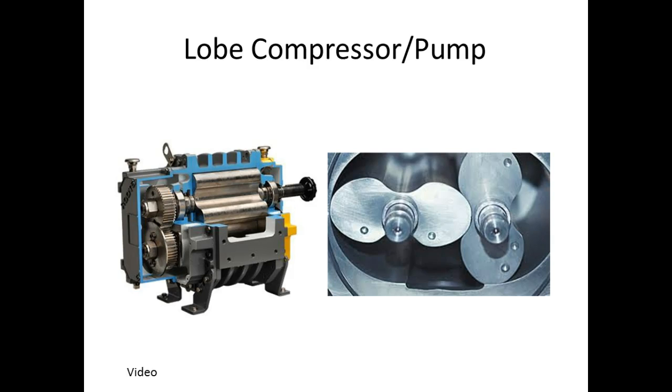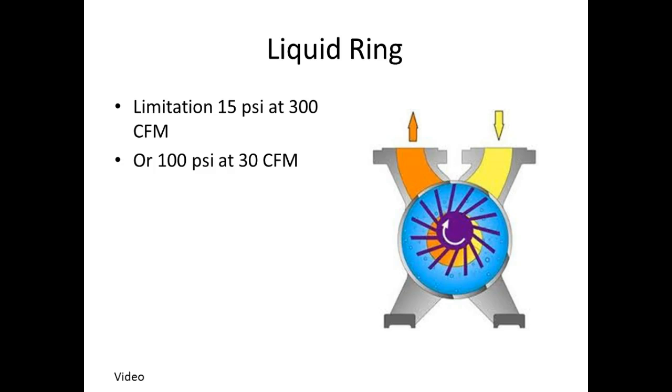This is called a lobe compressor or pump. Can you see how it works? So it's got these 2 big old lobes, and then they just run inside each other. And as it moves, the volume decreases. So you can see when this right here turns, what's it going to do? It's going to decrease the volume, and if it decreases the volume, it's going to increase the water pressure. Liquid ring, yeah.